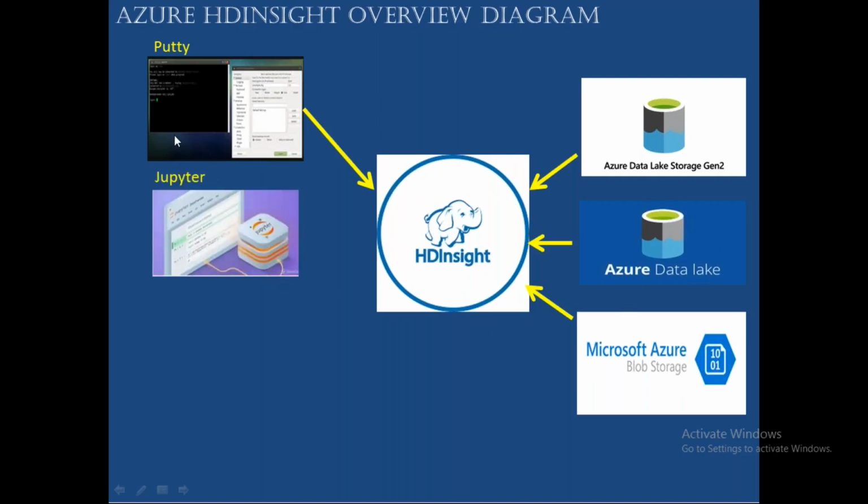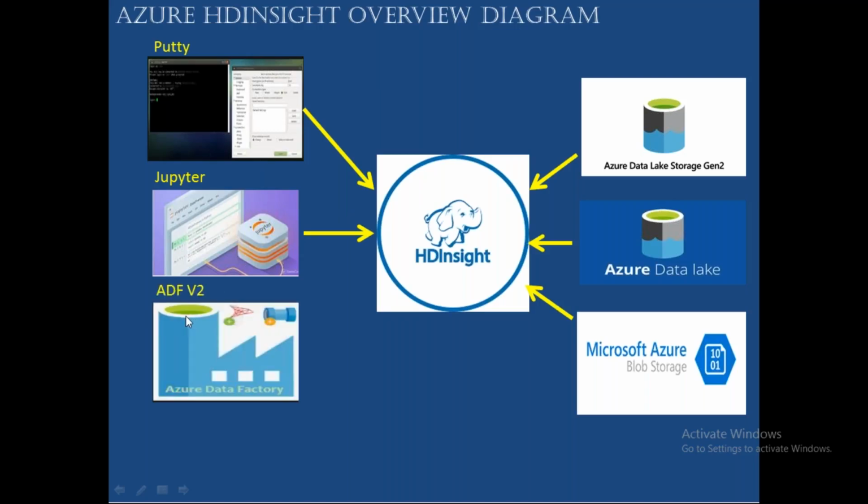Remember. Next, Spark code can be submitted from PuTTY. Spark code can also be submitted from the Jupyter notebook. We will discuss the Jupyter notebook. Next, we can also submit our Spark code from Azure Data Factory. Today I will show you how you can also submit your code on Azure HDInsight from Azure Data Factory.